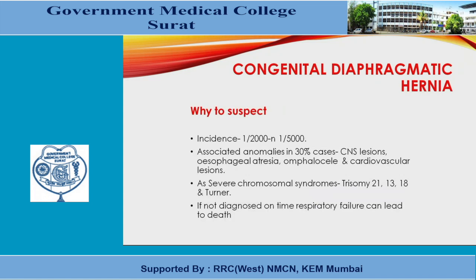Next is congenital diaphragmatic hernia. It occurs with an incidence of 1 per 2000 to 1 per 5000 live births. Associated anomalies in 30% of cases are CNS anomalies, esophageal atresia, omphalocele, and cardiac lesions. It can also be seen in some severe chromosomal syndromes like trisomy 21, 13, 18, and Turner syndrome. If not diagnosed at the time of birth, the patient may go into respiratory failure, which can lead to death.